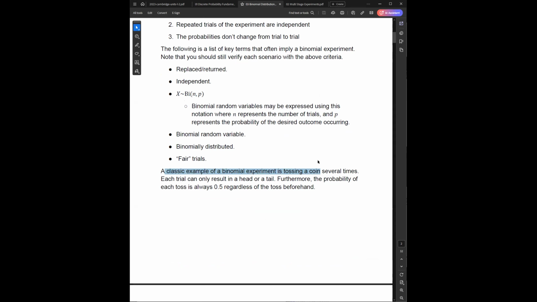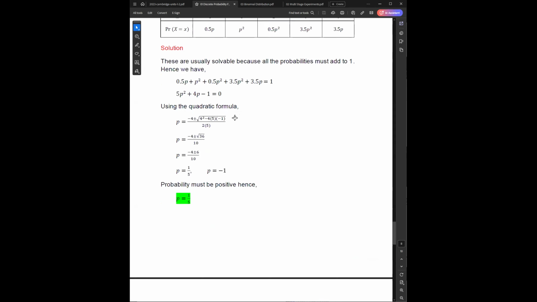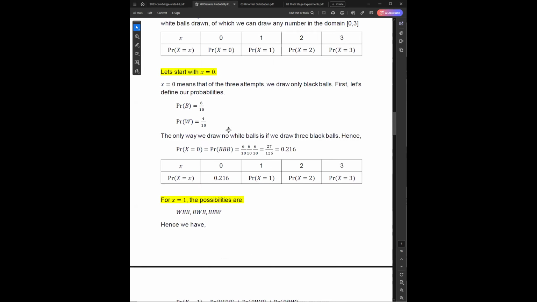The classic example here is your coin toss, 50-50, and the fact that I tossed a head on the previous toss has nothing to do with the fact that I've tossed a head on the next toss. The advantage of identifying whether or not you have a binomial experiment is presented here, right? We can use the Bernoulli sequence in this situation. That's what I was sort of getting to when it came to this situation up the top here.